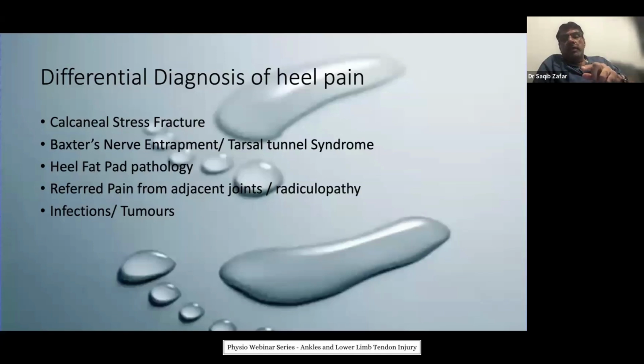And that is very well picked up on MRI scan. X-rays can sometimes miss it because it's a bone edema in the calcaneum. And that has got a different line of management.